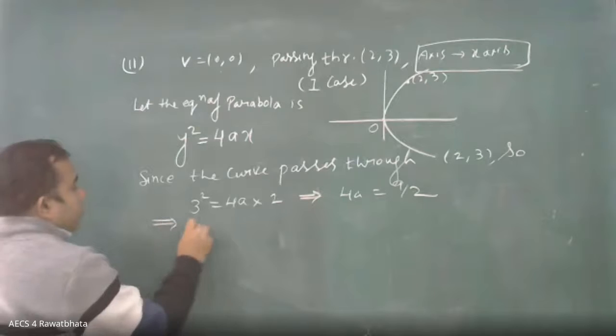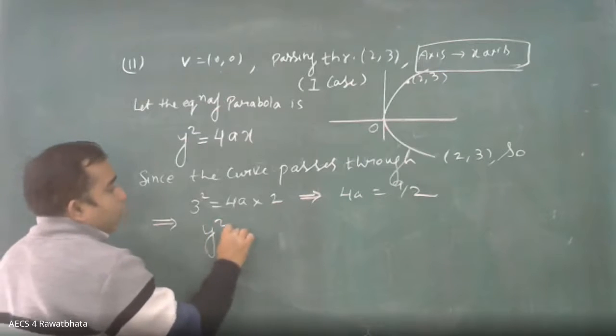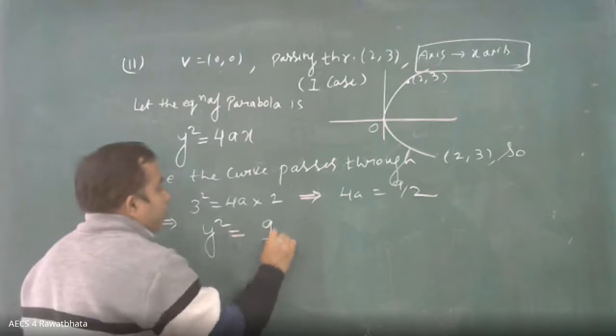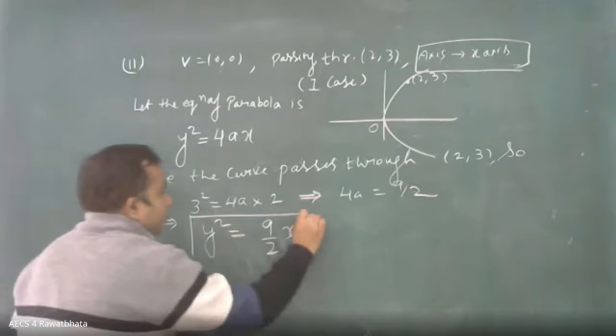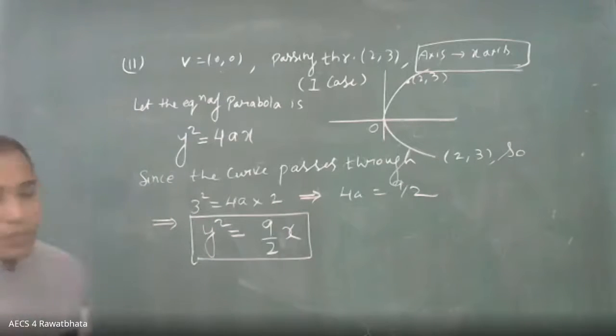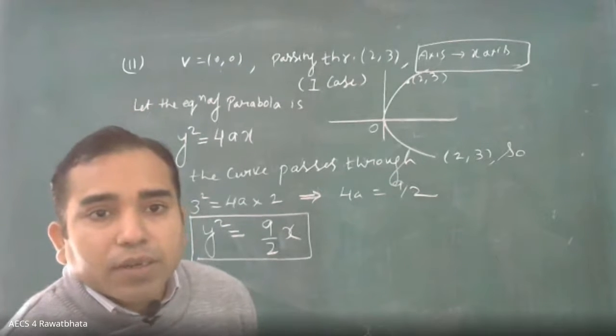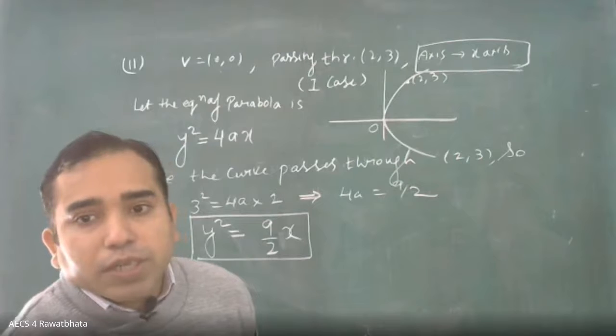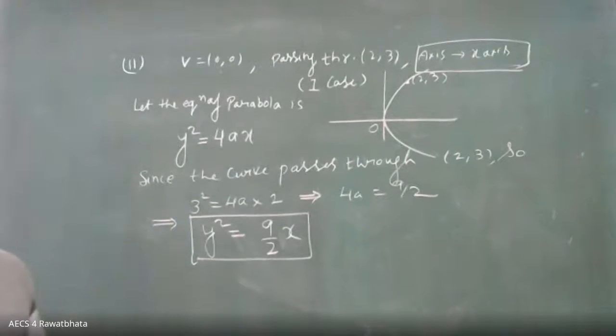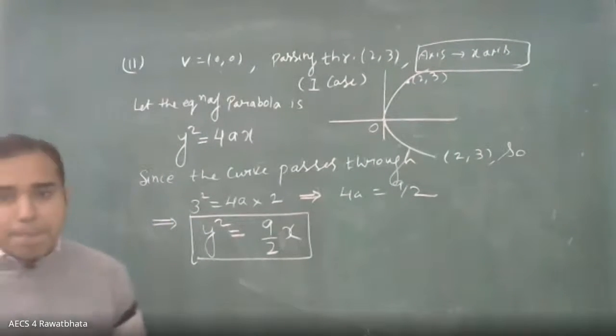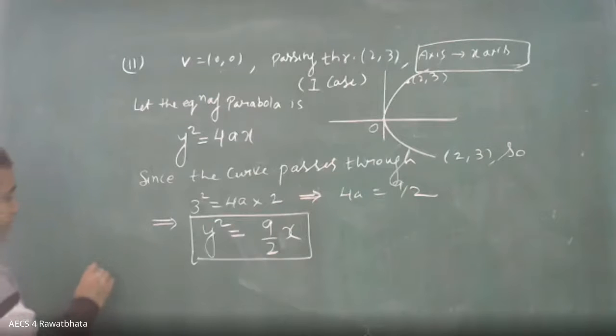And hence the equation will become y square equal to 4a, which disappears, and in its place 9 by 2x. You can check the answer, right? This is the answer. That's it, or is there any more question? Maybe one more question. Yes, Piyush, will you read the next question? Piyush, what is the next question?